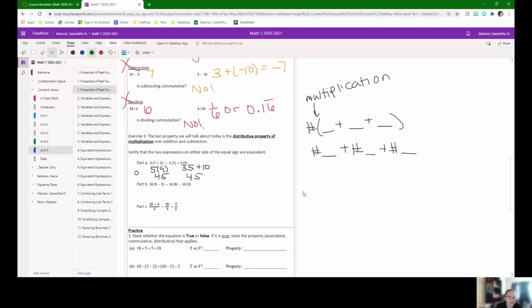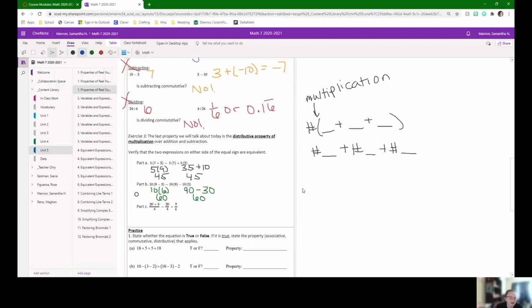Okay, so 9 minus 3 is 6. So this is 10 times 6, and 10 times 6 is just 60. On the other side, 10 times 9 is 90. Minus 10 times 3, that is 30. 90 minus 30, I still have 60. So we got the same thing on both sides, so it is true, we did verify it.